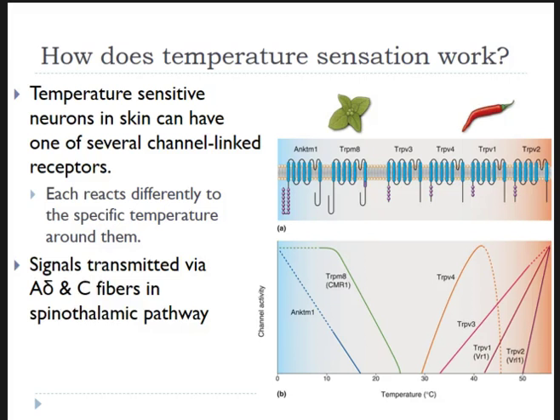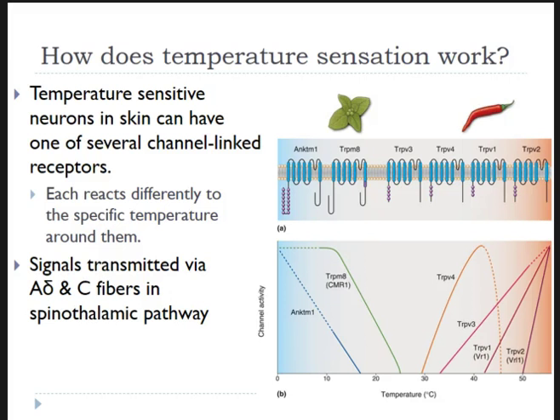So this is the idea, that you've got different temperature neurons. The different temperature neurons are distributed around your skin. Different ones will have different channels, so they're reactive to different temperature ranges. And so the suite of signals that are sent up to your brain, your brain can decode based on which neurons are firing, and you can kind of triangulate what the temperature is like.